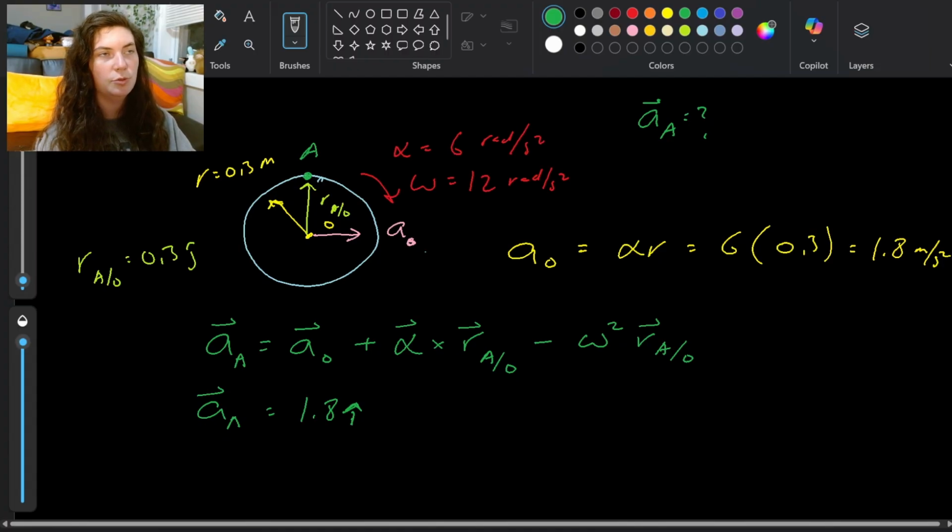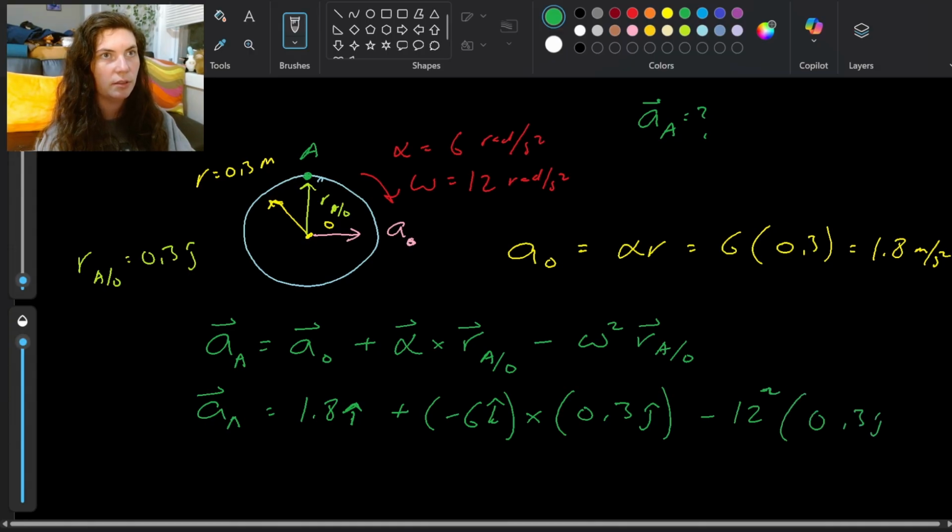So we said this is moving in the positive x direction, so 1.8 i hat is what our acceleration is. Plus that alpha they gave us is 6. And notice it's going clockwise, so this is the negative k direction. Negative 6 k hat, cross product with our position vector of 0.3 j hat, minus omega is 12, so minus 12 squared times that position vector again, 0.3 j hat.